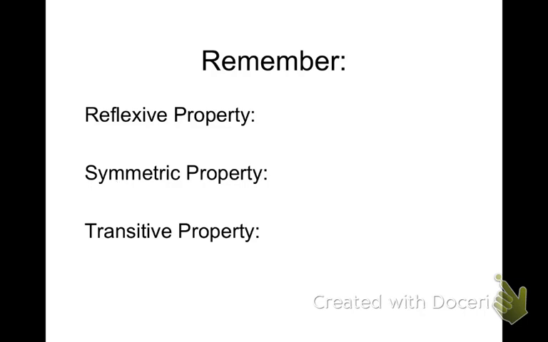No. You're thinking symmetric property when it's swapped. Reflexive property: when you look in the mirror, you see your reflection, so you're seeing yourself. So it could be that line segment AB is congruent to line segment AB, or it could just be the length of AB is equal to the length of AB.